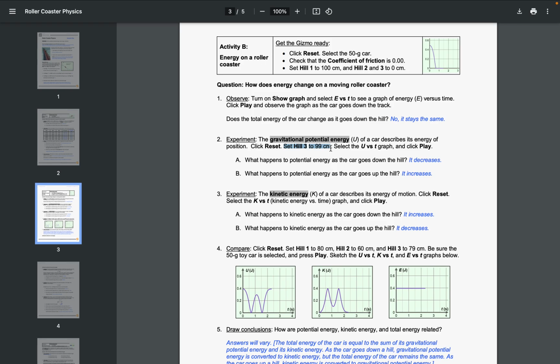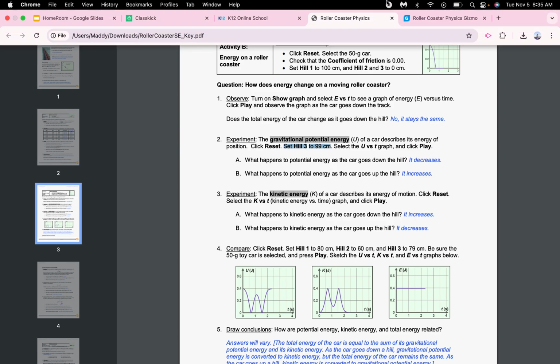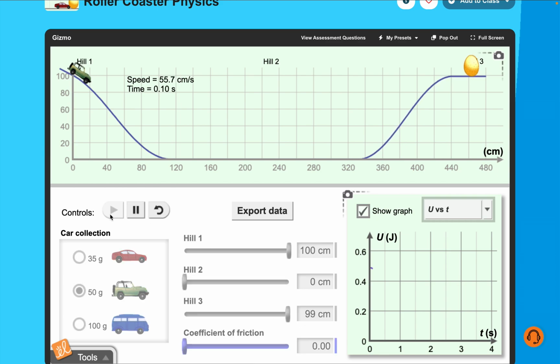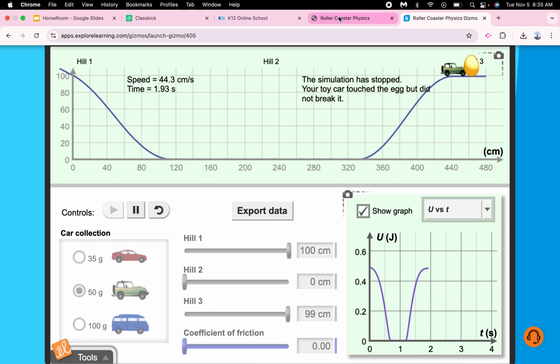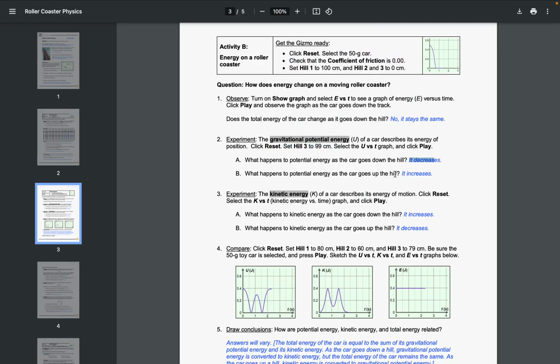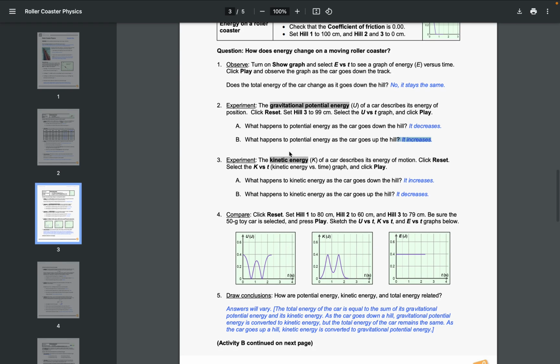Oopsies, Miss Birch made a mistake. We're going to set hill 3 to 99 centimeters. So we're going to reset that because I missed that part. Hill 3 is going to go to 99, and we're going to watch that graph again. As it goes down the hill, it loses its energy. As it goes up the hill, it gains potential energy because, again, it has that potential to roll back down and gain kinetic energy. So it decreases as it goes down the hill, and it increases in potential energy as it goes up the hill.